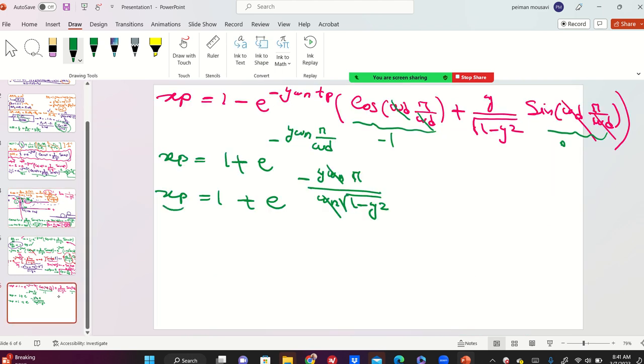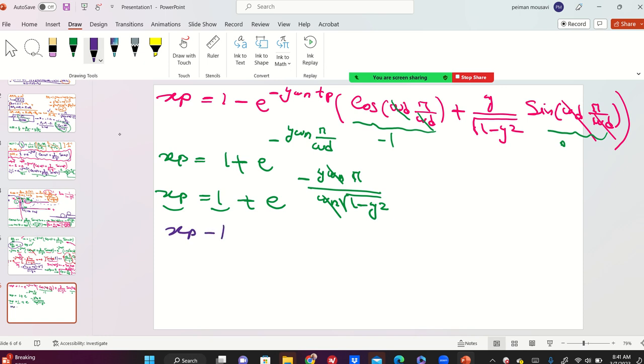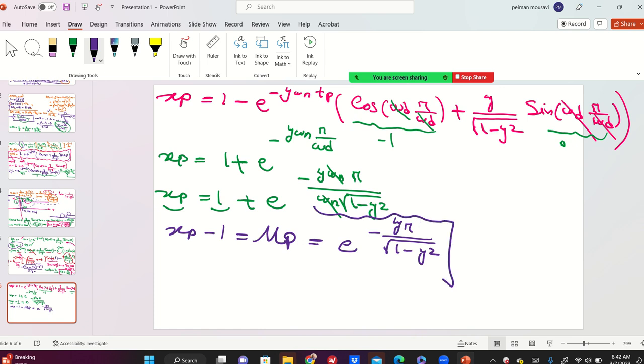So see, x p minus 1. I'm going to move that to the other side. So x p minus 1, which we are showing with the maximum peak, equals e to the minus zeta pi over square root of 1 minus zeta square. You see, that's a function of the damping ratio. That's it. Here we go. That we are showing in percentage.